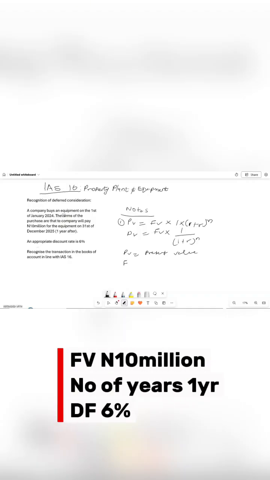So where PV equals the present value of the assets, the value of the equipment, FV is equal to the future value of the equipment. R is the rate of discount, or the discount factor. We also call it the discount factor.